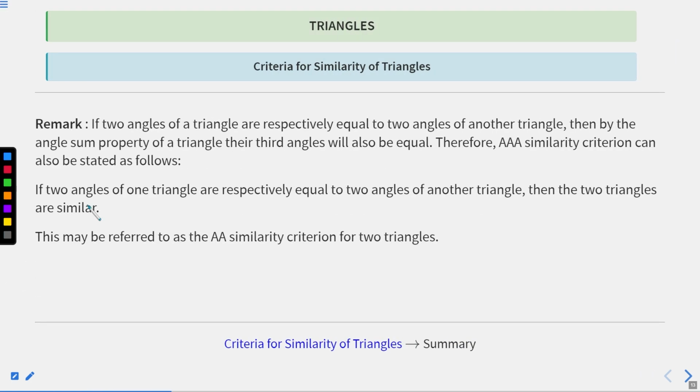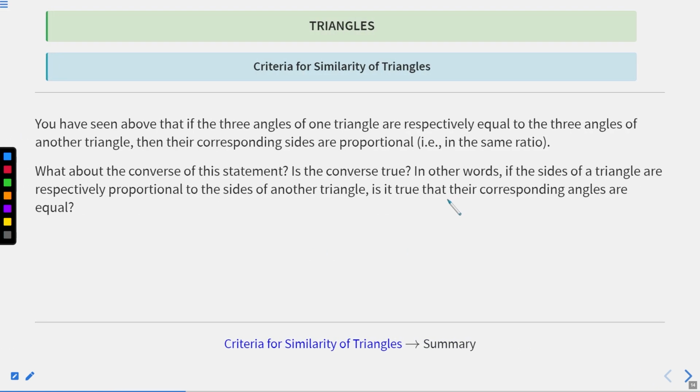And in this remark, if two angles of a triangle are respectively equal to two angles of another triangle, then by the angle sum property of a triangle, which is very important, their third angles will also be equal. Therefore, the angle similarity criterion can also be stated as follows: if two angles of one triangle are respectively equal to two angles of another triangle, then the two triangles are similar, and this may be referred to as the AA similarity criterion for two triangles.